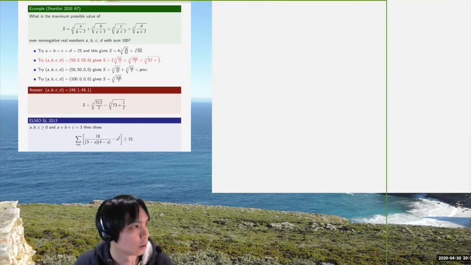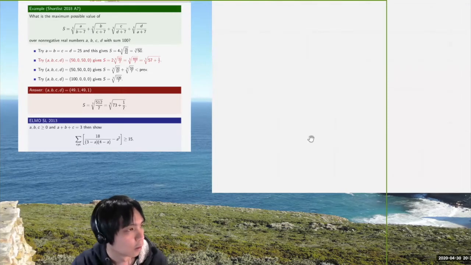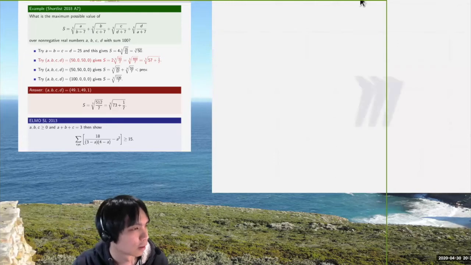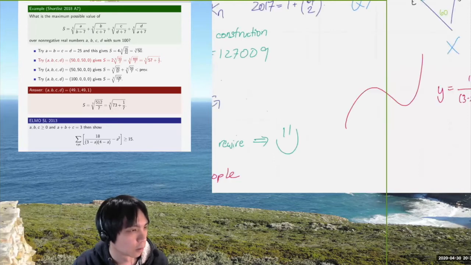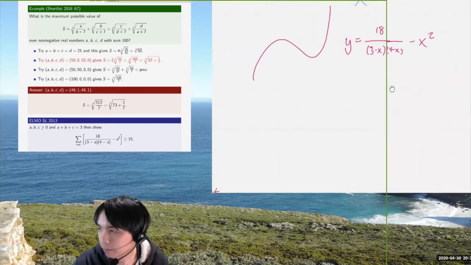And my whiteboard is not behaving. Where'd you go? Ah, geez, one moment, please. There we go. So that's what the graph looks like. So it's not convex, and if you try to use Jensen, it doesn't work.